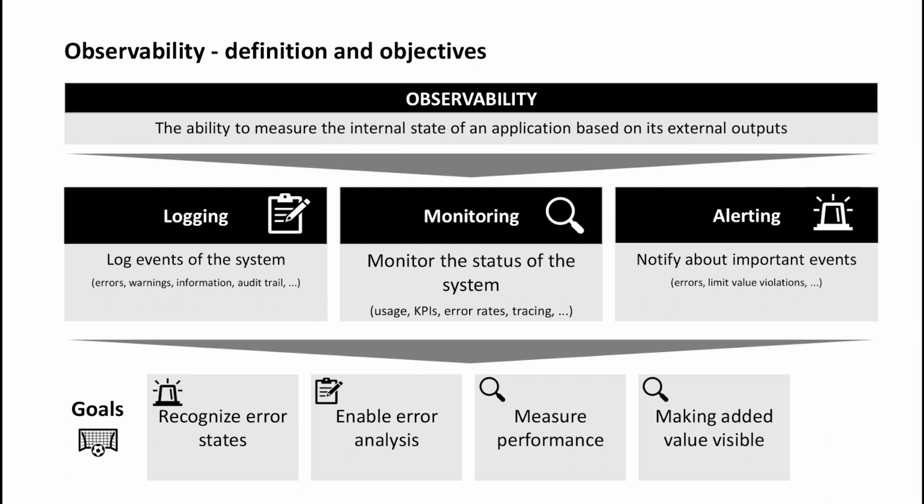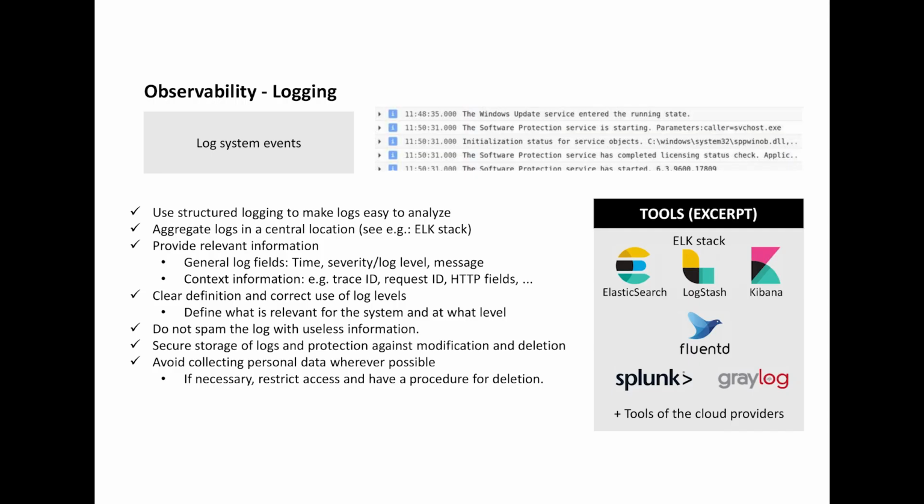Observability can make the added value of an application visible. That is what the application brings to our business case. For example, the number of clicks made or registrations completed. In the following, I will introduce you to best practices that you should consider when logging. I will focus on the 4 most important points here.